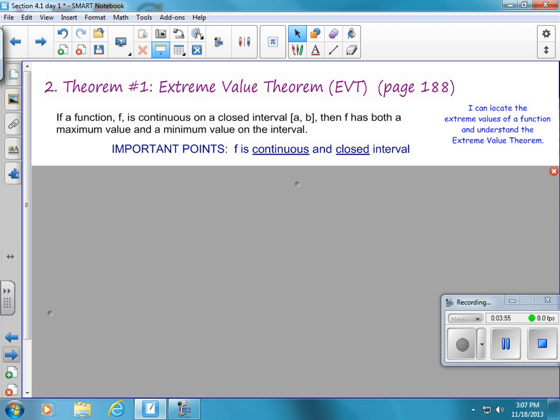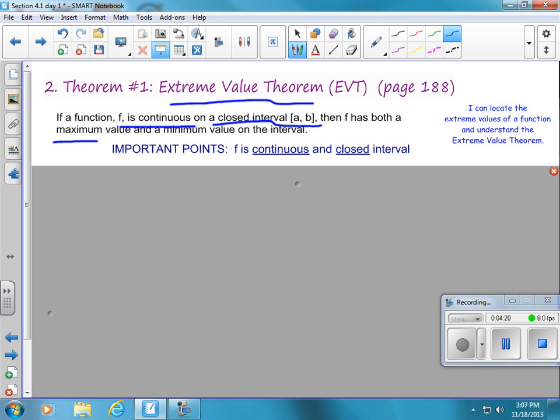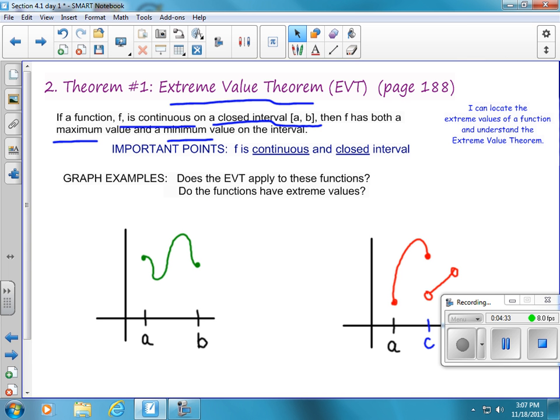All right, now we're going to talk about the extreme value theorem. And this theorem is really an existence theorem. It says that if you have a function, and there are some important parts of this definition, that's continuous, and it's on a closed interval, then you are guaranteed to have an absolute maximum and an absolute minimum on the interval. It has to be continuous. It has to be a closed interval. And also, we always consider those endpoints when we do that.